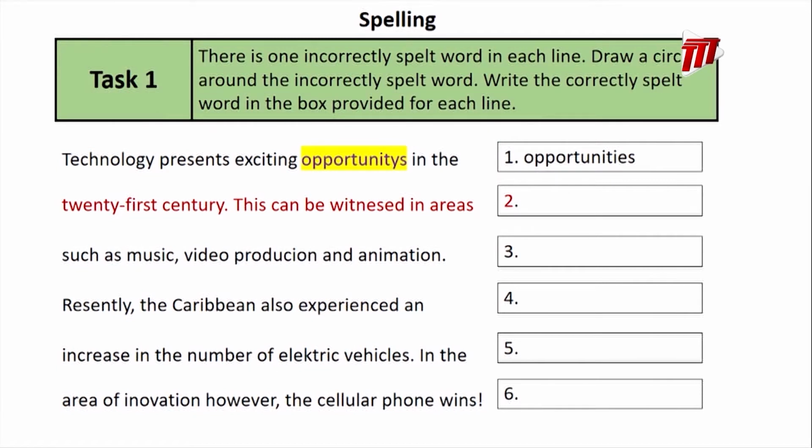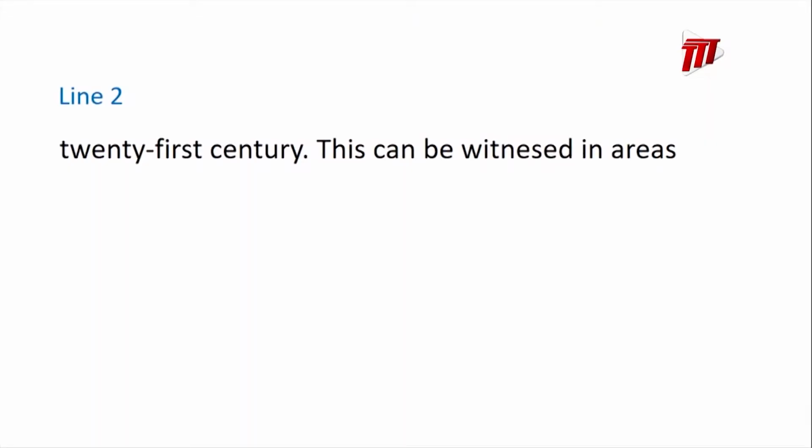In the next line, it goes, in the 21st century, this can be witnessed in areas. Let's look at the line in isolation. Have you already seen the error? Some of us who know our words would have seen the error already. But we can take some time and look for it. 21st century, this can be witnessed in areas. Yeah, there's a frequently misspelled word in that sentence.